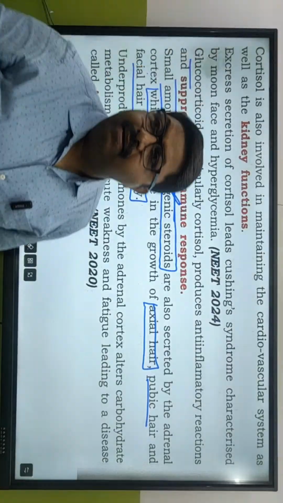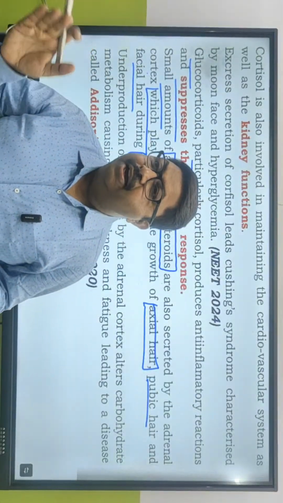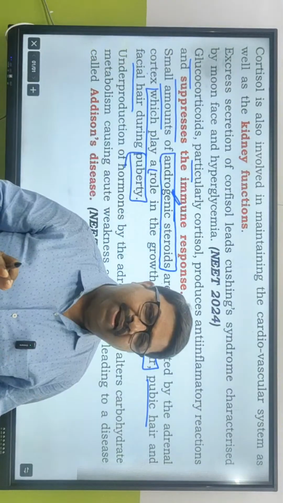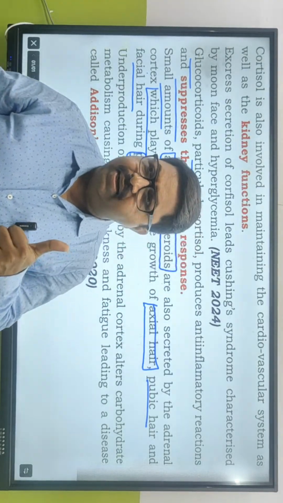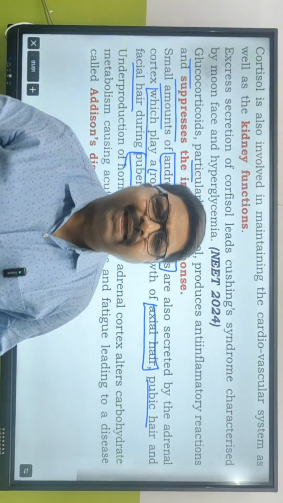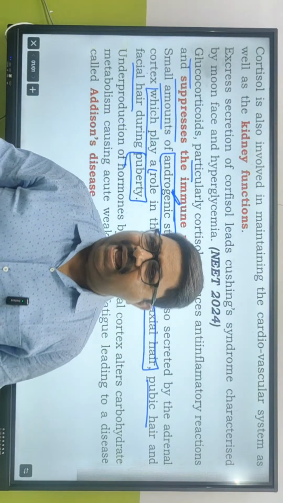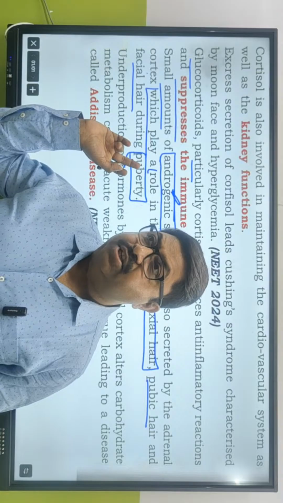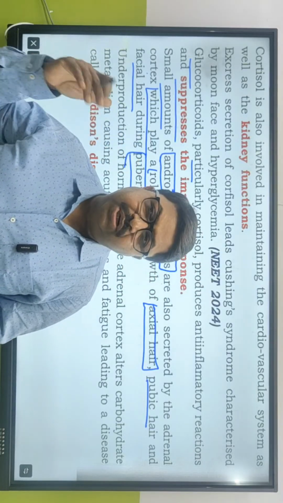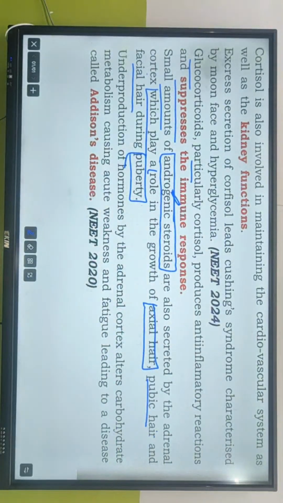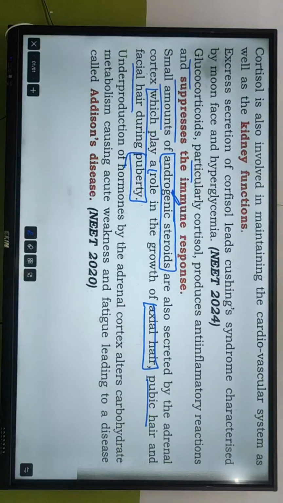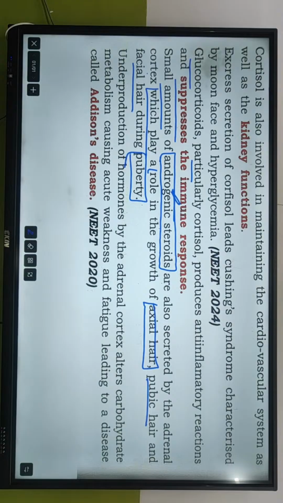कहाँ से रिलीज होगा ये? Which part? Reticularis. Very good. Zona reticularis, which is going to secrete sex corticoids. यहाँ तक क्लियर है ना? So sex corticoids के एग्जाम्पल क्या है? Epiandrosterone and androstenedione, and also androgenic steroids. What is the androgenic steroid called? Testosterone. यहाँ तक क्लियर है? Very good.